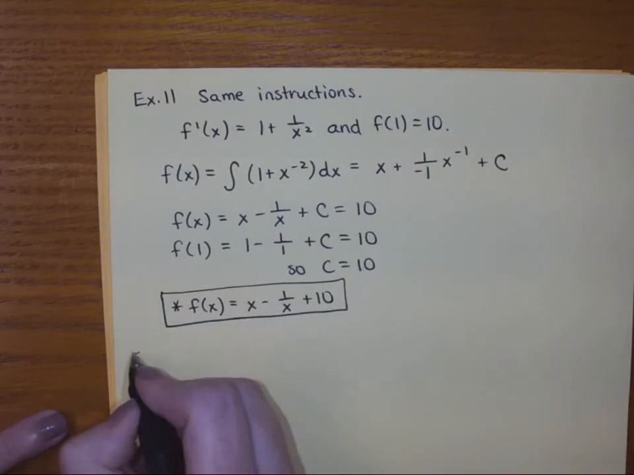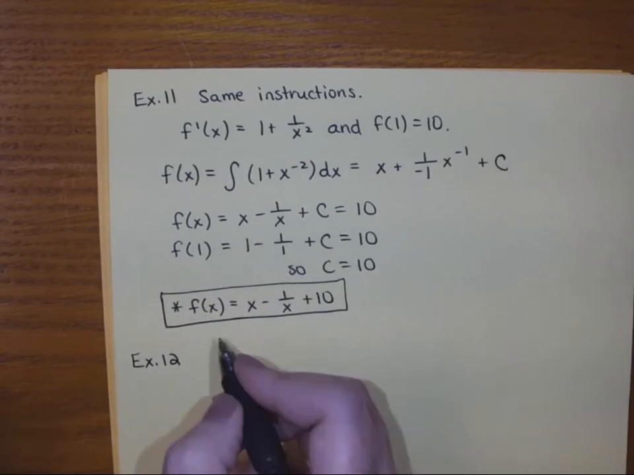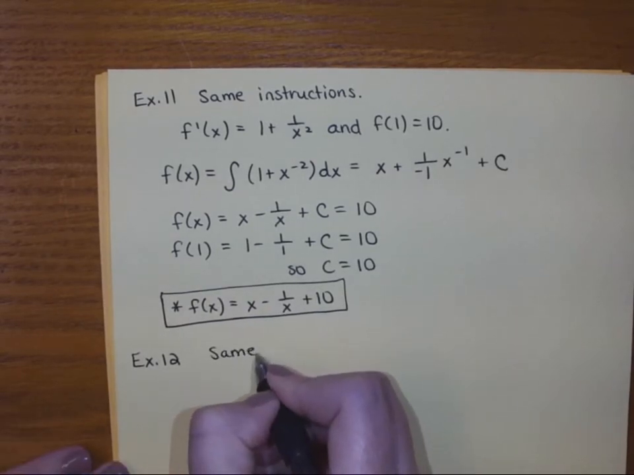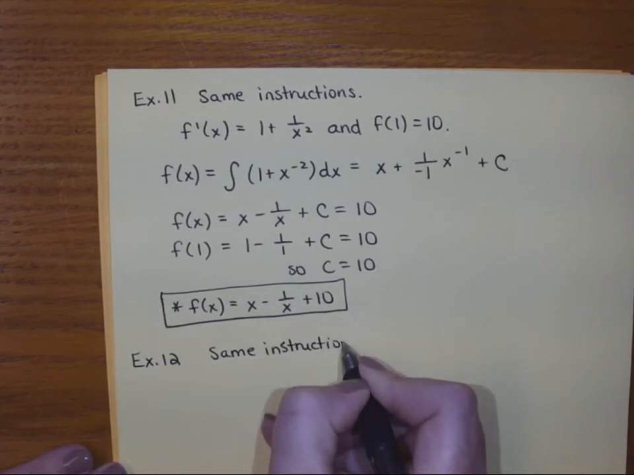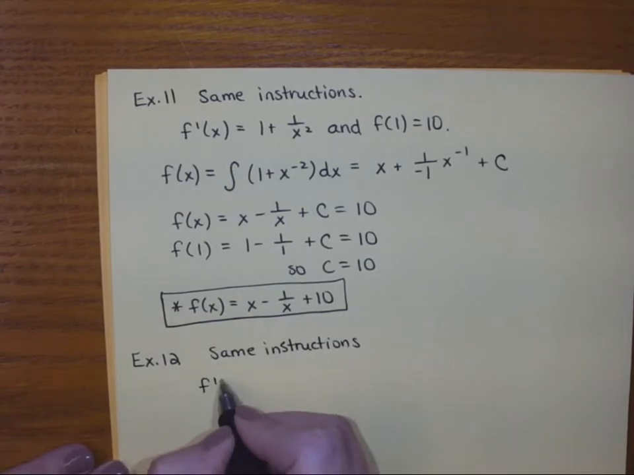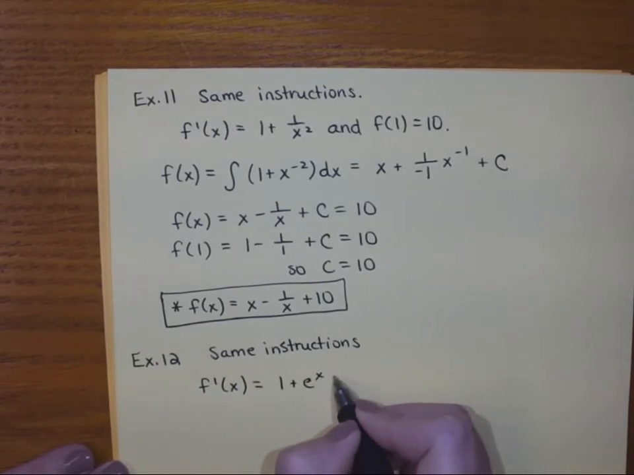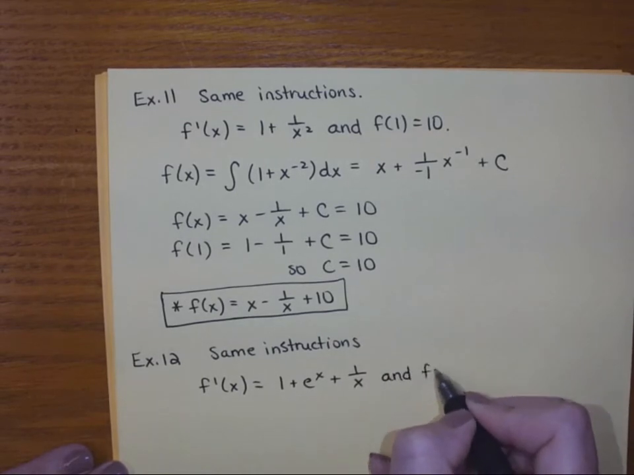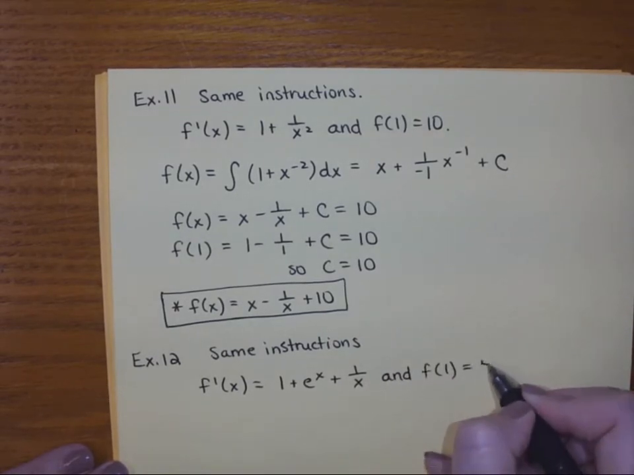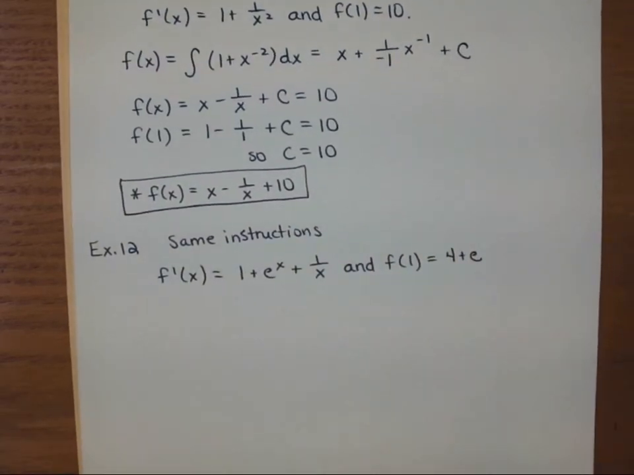All right, let's do one more, and then we're going to look at maybe one application problem. So one more with the same instructions. Let's say that I tell you the derivative is 1 plus e to the x plus 1 over x. And I tell you that f of 1 is going to be 4 plus e.